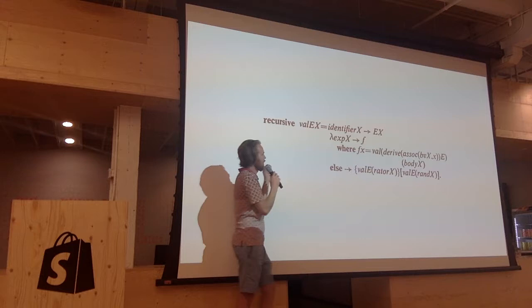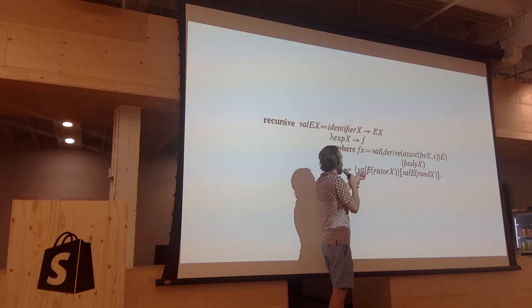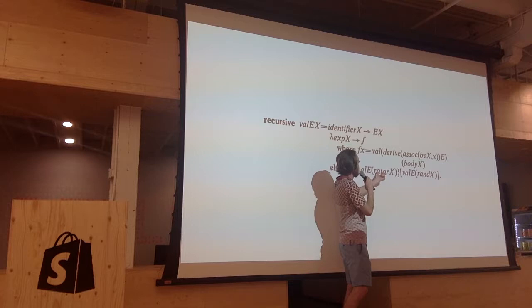And then otherwise, it must be a combination because that's the only other thing that's allowed. And then what we're doing is another recursive operation where we look up the value of the operator. He doesn't like the "OPE", so he calls it rator and rand instead of operator and operand.